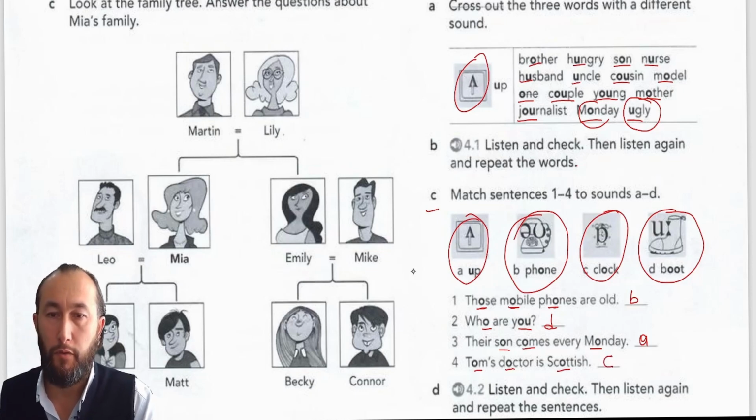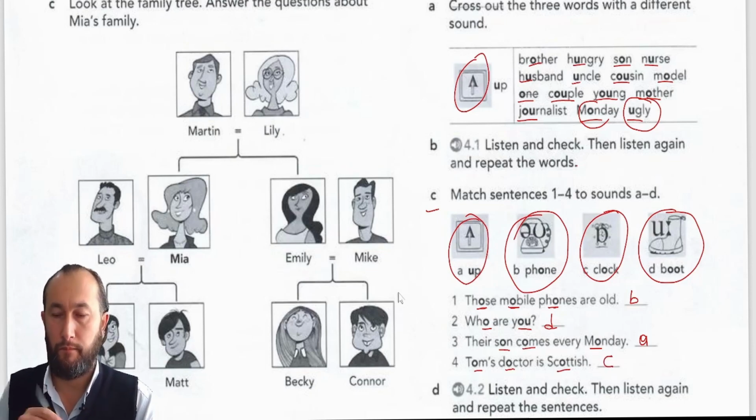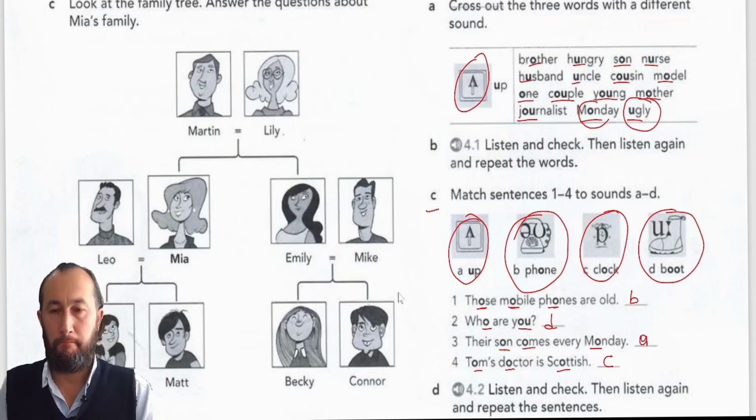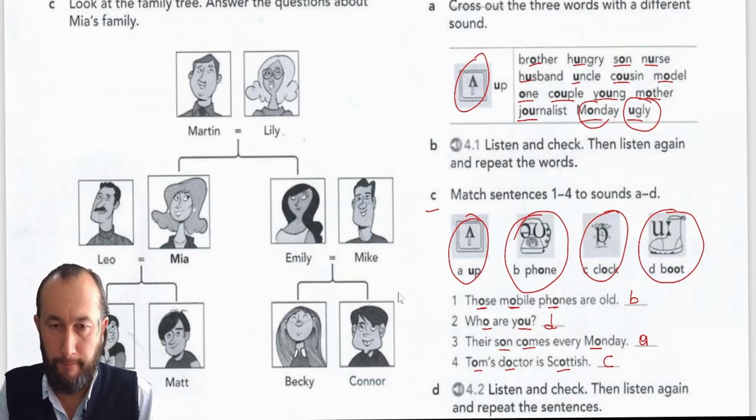Okay. Now we can double check. 4A Pronunciation D. 1. Those mobile phones are old. 2. Who are you? 3. Their son comes every Monday. 4. Tom's doctor is Scottish.